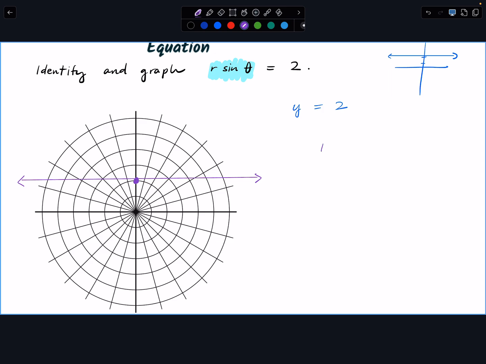So this is just a horizontal line, 2 units above the center, which we call the pole. Okay, we have one more of these very simple ones before things get a little bit more crazy. Questions on this example?